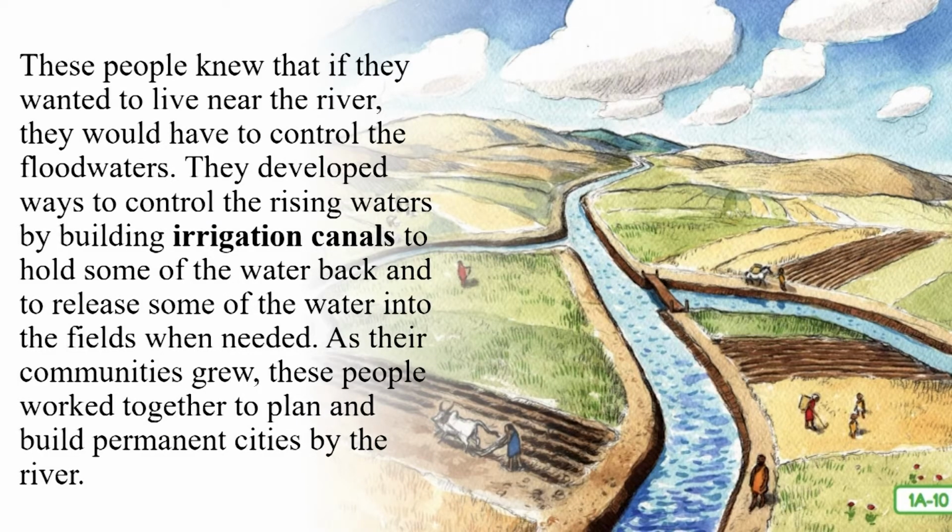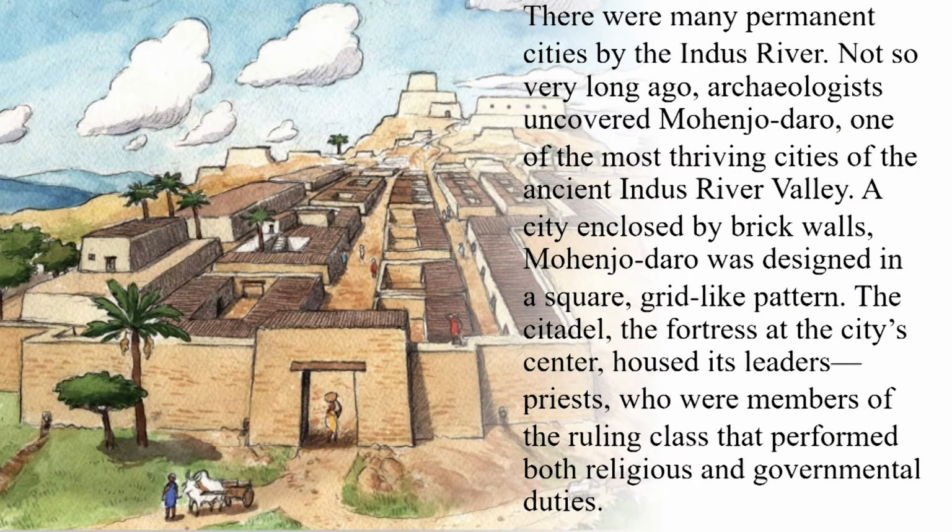These people knew that if they wanted to live near the river, they would have to control the floodwaters. They developed ways to control the rising waters by building irrigation canals to hold some of the water back and to release some of the water into the fields when needed. As their communities grew, these people worked together to plan and build permanent cities by the river. There were many permanent cities by the Indus River.